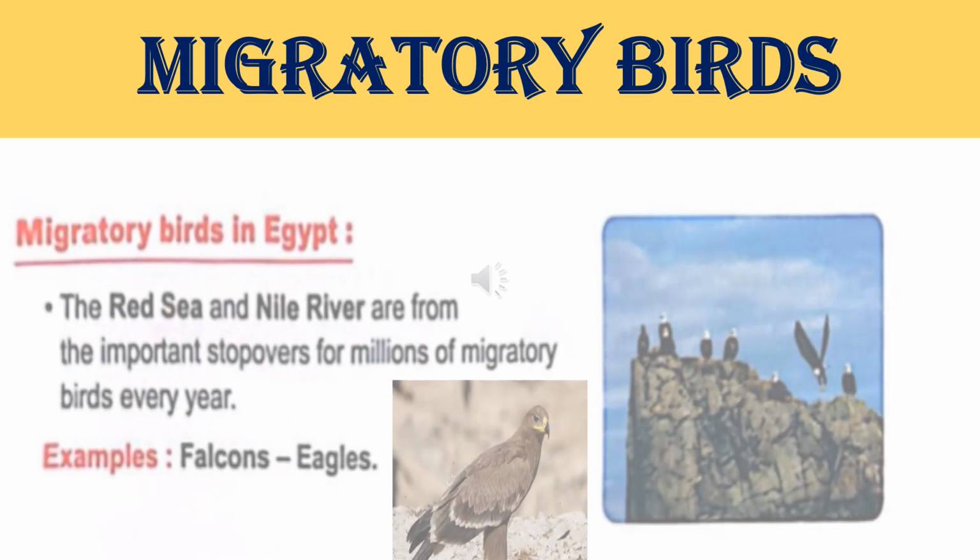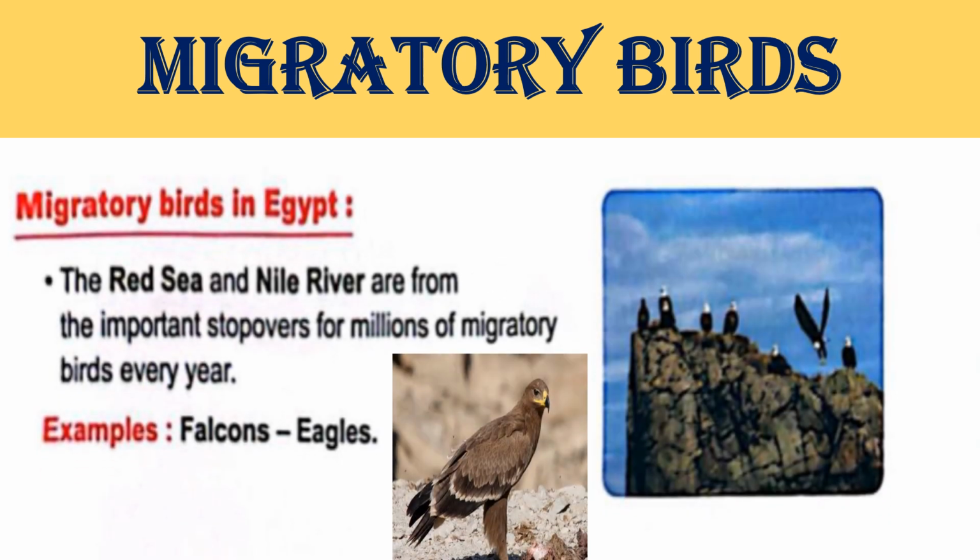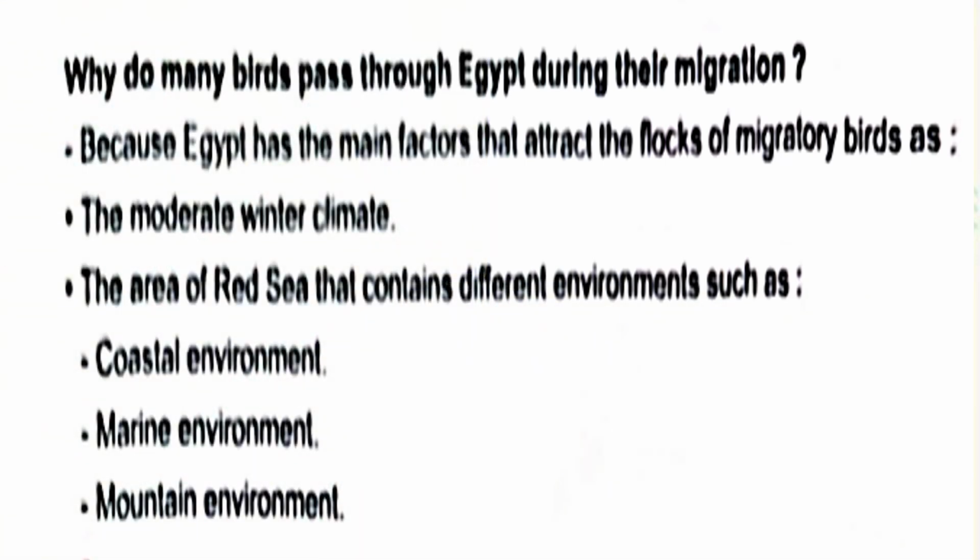Migratory birds in Egypt. The Red Sea and Nile River are important stopovers for millions of migratory birds every year, for example, falcons and eagles. Why do many birds pass through Egypt during their migration? Because Egypt has the main factors that attract the flocks of migratory birds, such as the moderate winter climate, and the area of the Red Sea that contains different environments, such as coastal environment, marine environment, mountain environment.